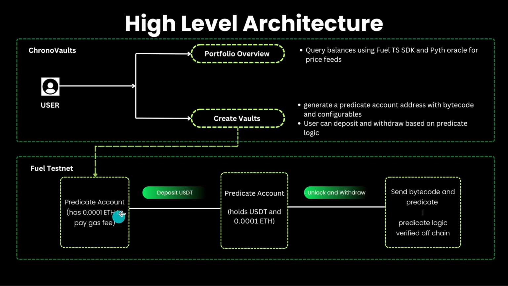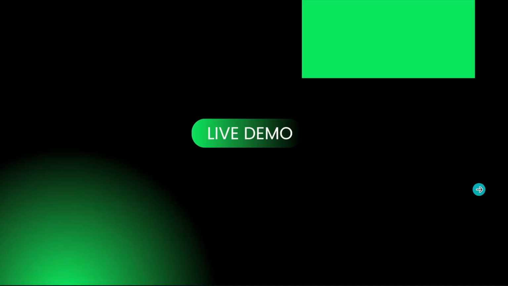So on the Fuel testnet, when a vault is created, we fund it with some ETH to pay the gas fee. Now, once a user deposits USDT to it, this predicate account holds these two assets, USDT and ETH. Once a user sends an unlock and withdraw transaction, which includes bytecode and the predicate data, this logic is verified off-chain, and if the predicate returns true, the transaction goes through. So let's just see all of this in action now.